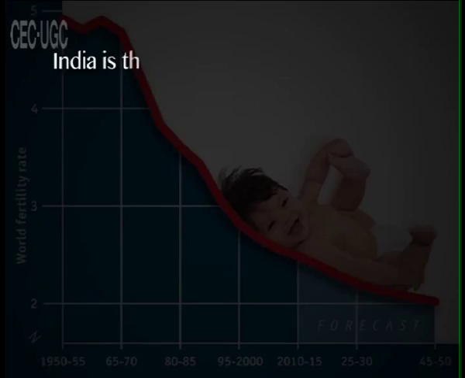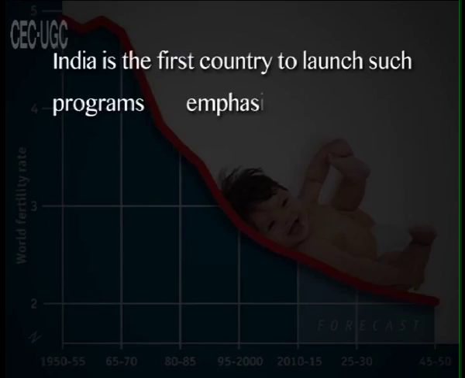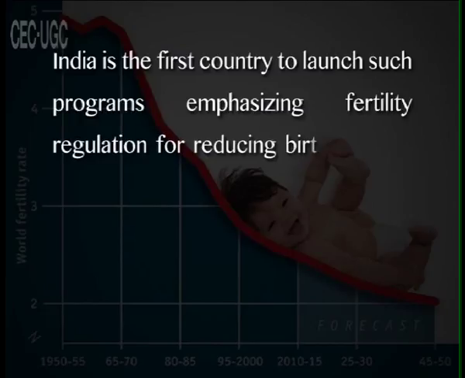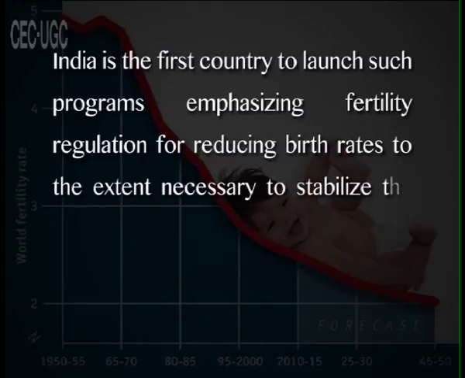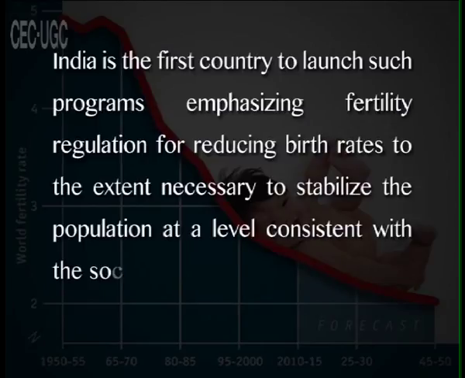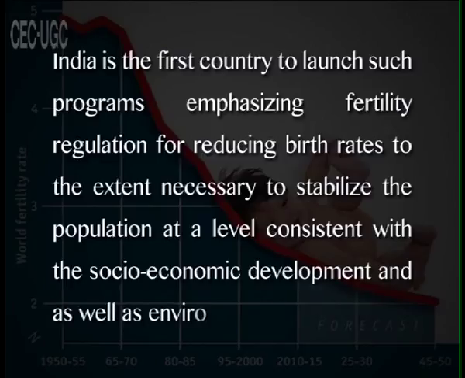Then, recognizing that key factors in fertility decline include change in government attitude towards growth, the spread of education, increased availability of contraception, and the extension of services offered through family planning programs, as well as the marked changes in the marriage pattern, India launched family planning in 1952. And it would be worthwhile to know that India is the first country to launch such programs emphasizing fertility regulation for reducing birth rates to the extent necessary to stabilize the population at a level consistent with the socio-economic development as well as environmental protection.